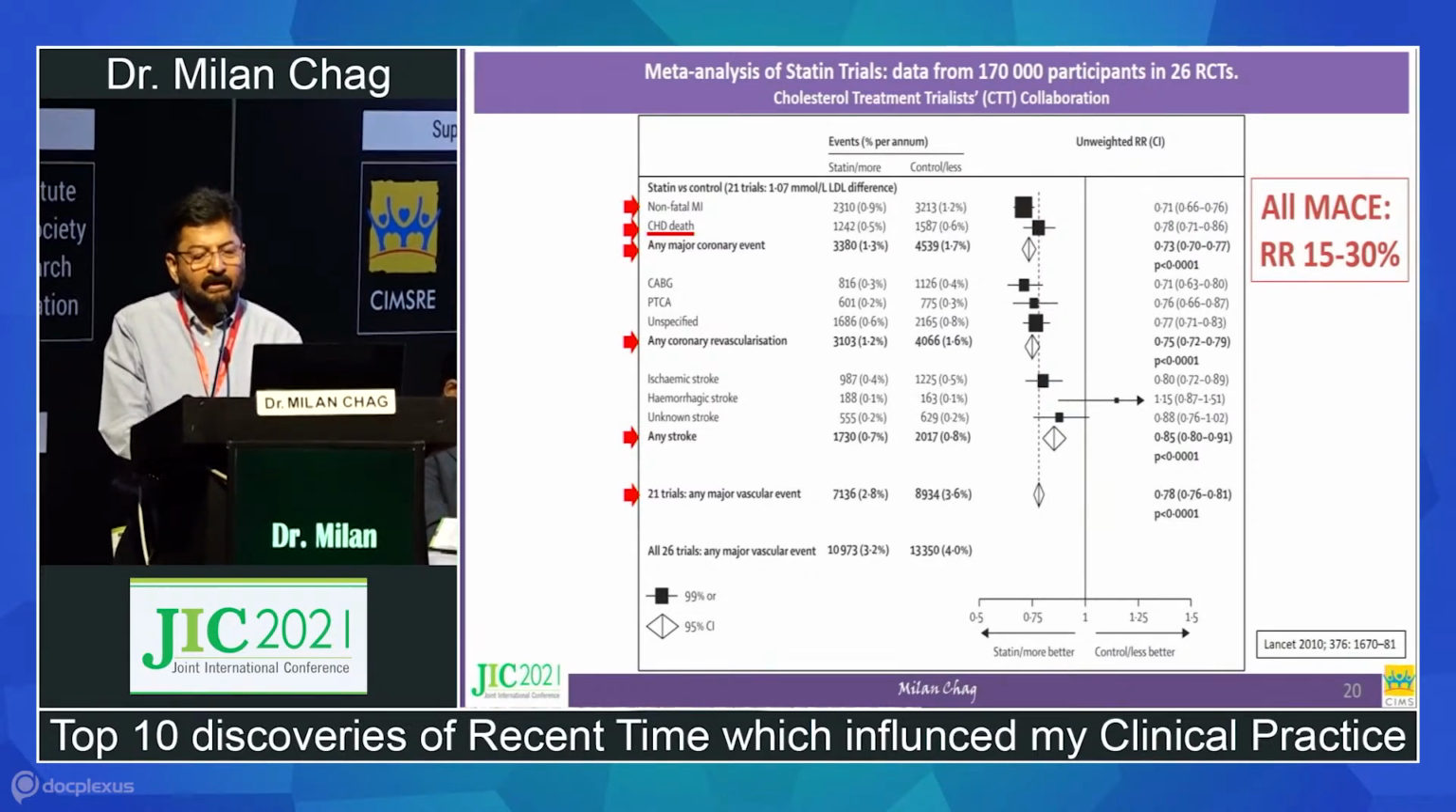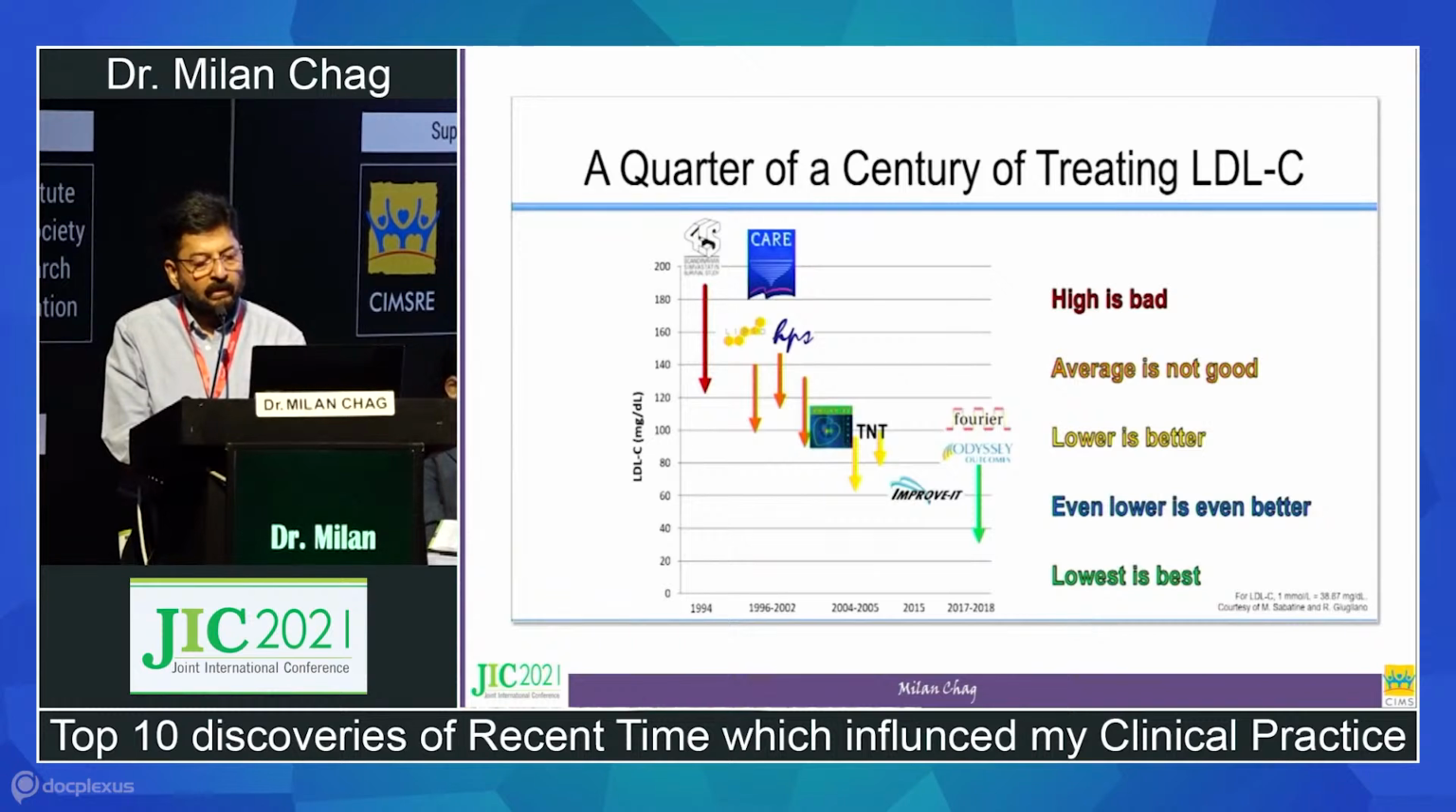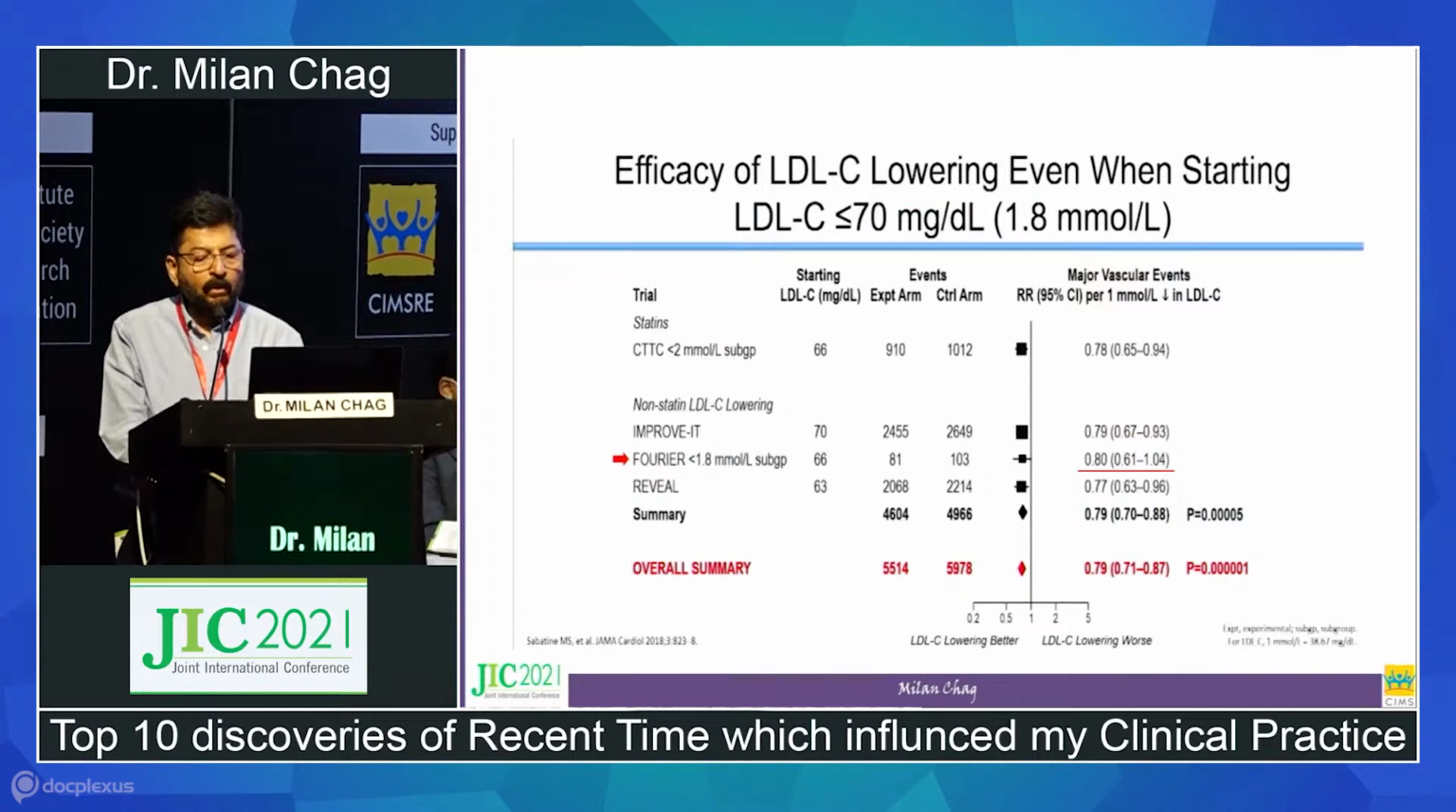Meta-analysis of these 26 RCTs of statin trials involving 170,000 participants showed 15 to 30% risk reduction in non-fatal MI, cardiovascular death, coronary revascularization, stroke, or major vascular events. For LDL target, multiple RCTs ultimately showed that lower the better. And RCTs have shown that when starting LDL was even less than 70, further lowering of LDL reduces major vascular events by 20%. And this profound lowering in high-risk patients is safe and beneficial.